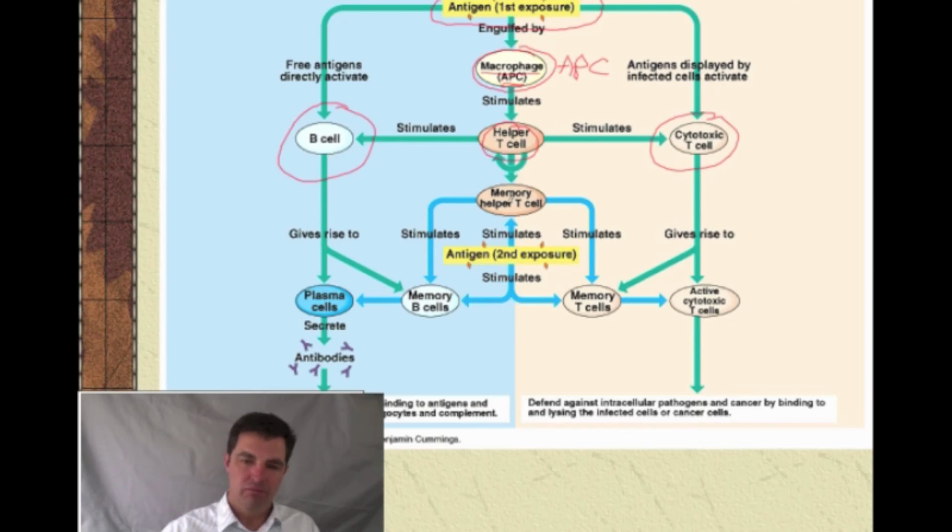Those can then form memory helper T cells, and the B cells can give rise to both plasma cells, which produce antibodies, and memory B cells, that can basically function as a memory of that response occurring. So although I will show you here what B cells do and what T cells do separately, you should realize that in reality there's a lot of interaction that goes on between the two of them.